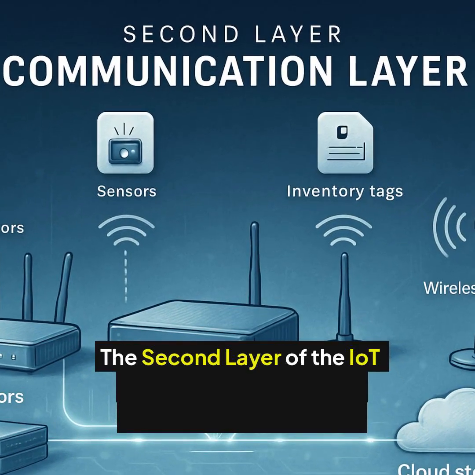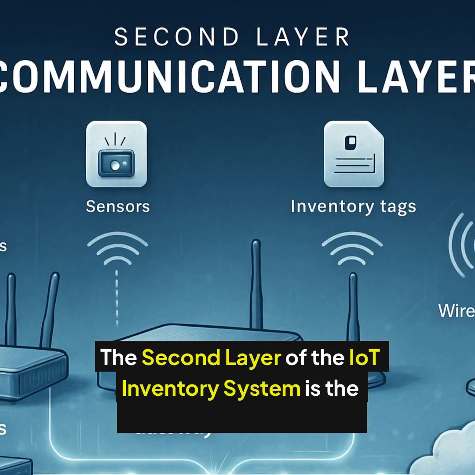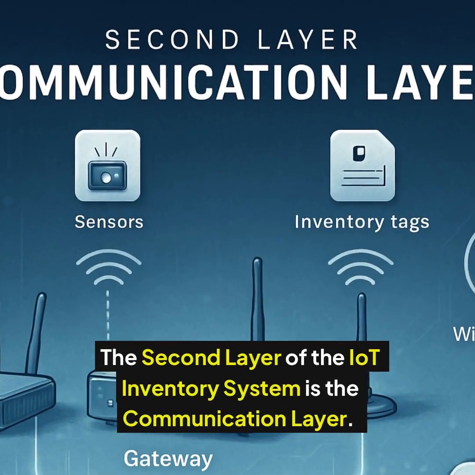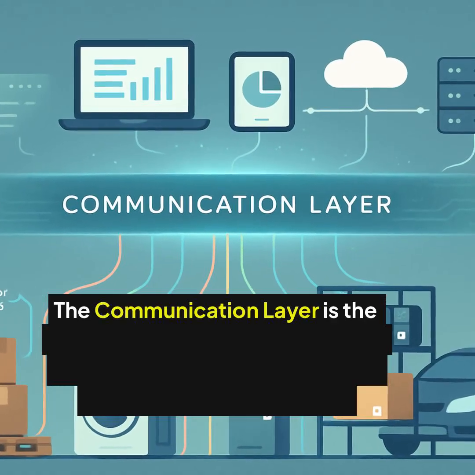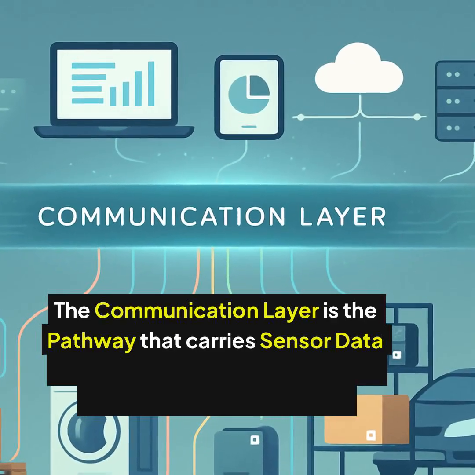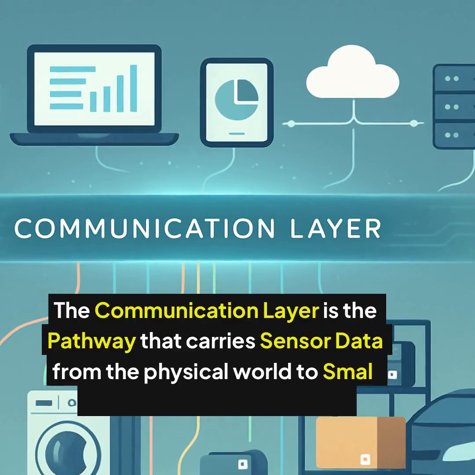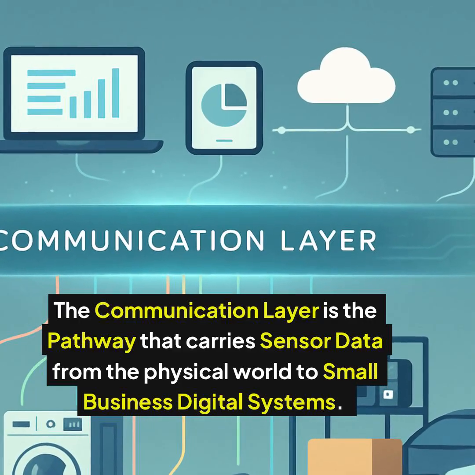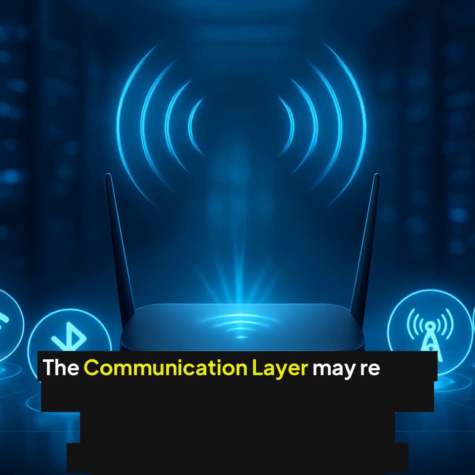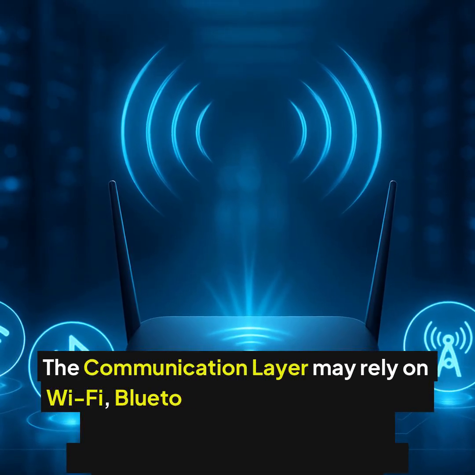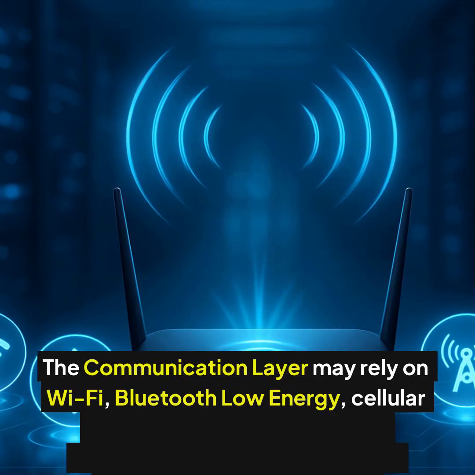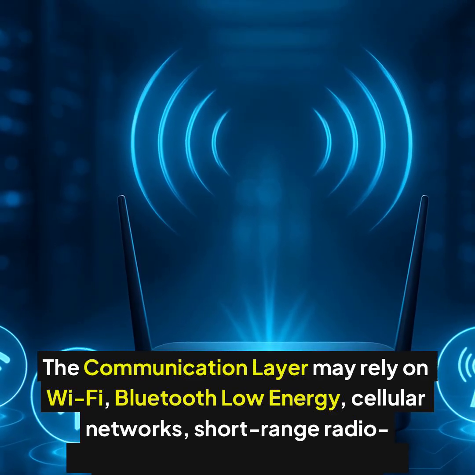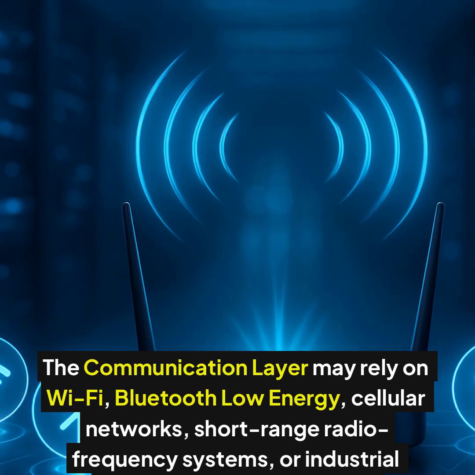The second layer of the IoT inventory system is the communication layer. The communication layer is the pathway that carries sensor data from the physical world to small business digital systems. It may rely on Wi-Fi, Bluetooth Low Energy, cellular networks, short-range radio frequency systems, or industrial communication protocols.